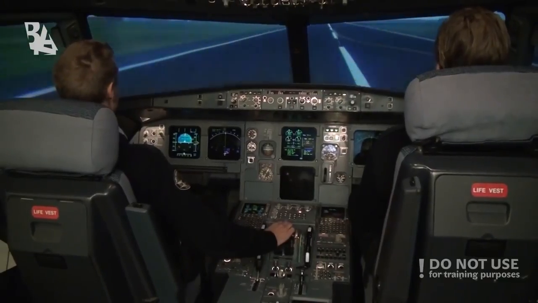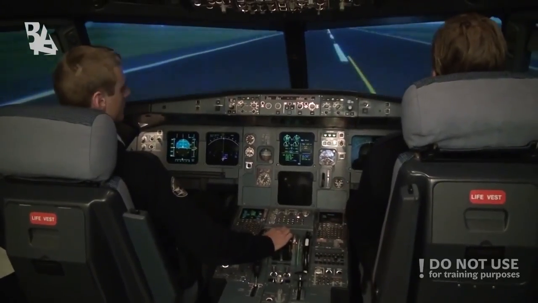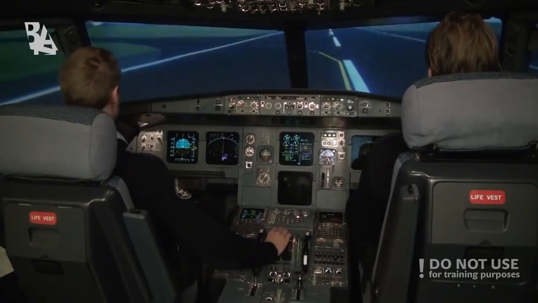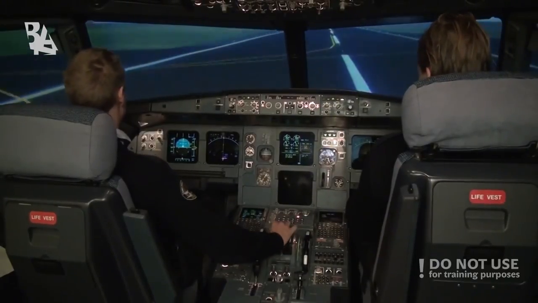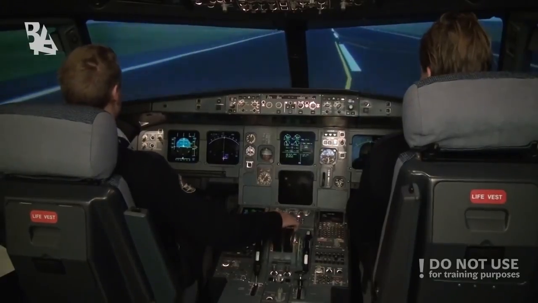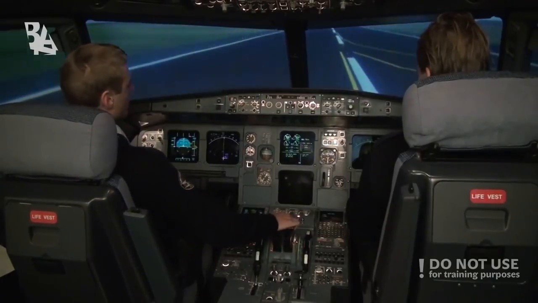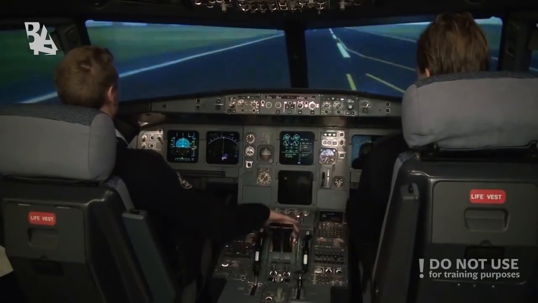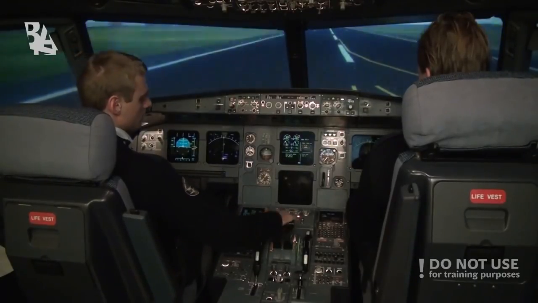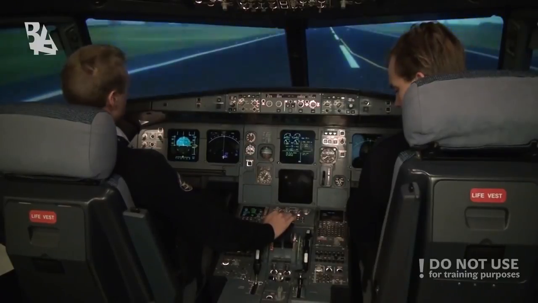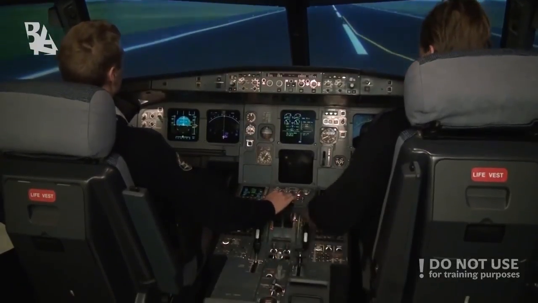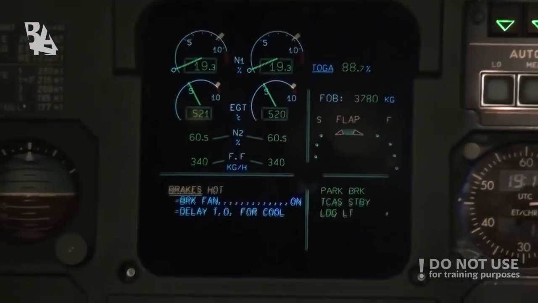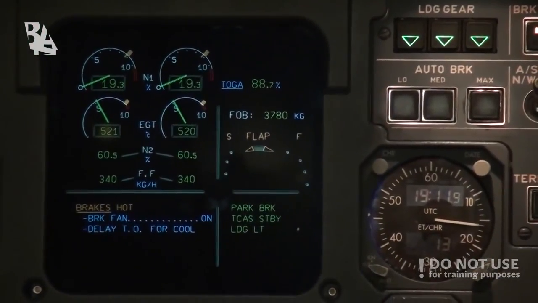Reverse green, decelerating, auto brakes operating. 70 knots. And manual braking. And we have stopped. You set the parking brake? Okay, so we have brakes up. Please turn on the brake fan.